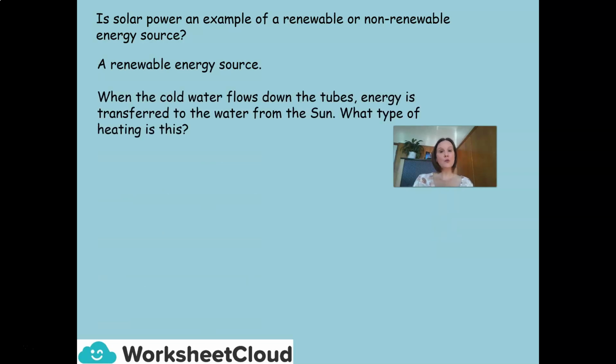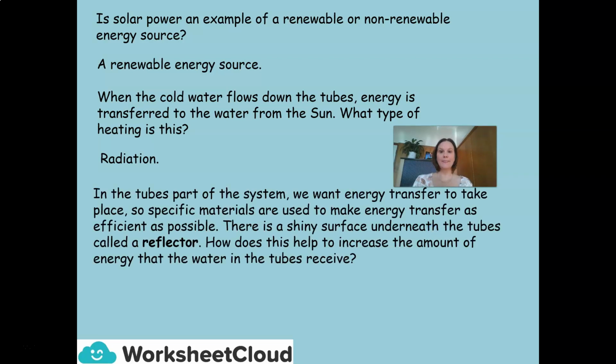When the cold water flows down the tubes, energy is transferred to the water from the sun. What type of heating is this? So the energy from the sun into the tubes. What type of heating is this? Is it conduction, convection, or radiation? You know the answer. It is radiation. Direct heat from the sun.